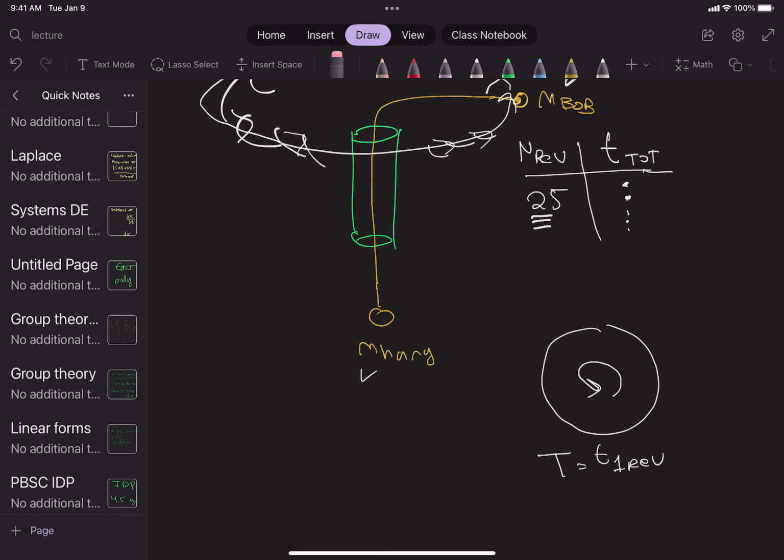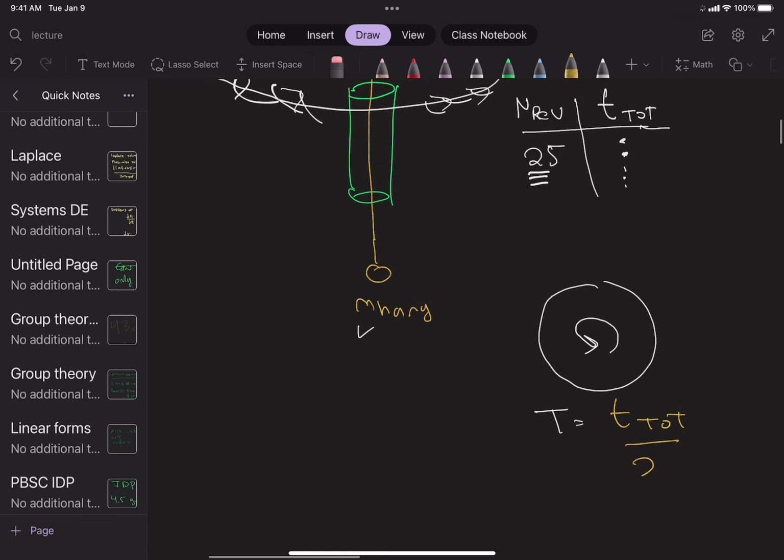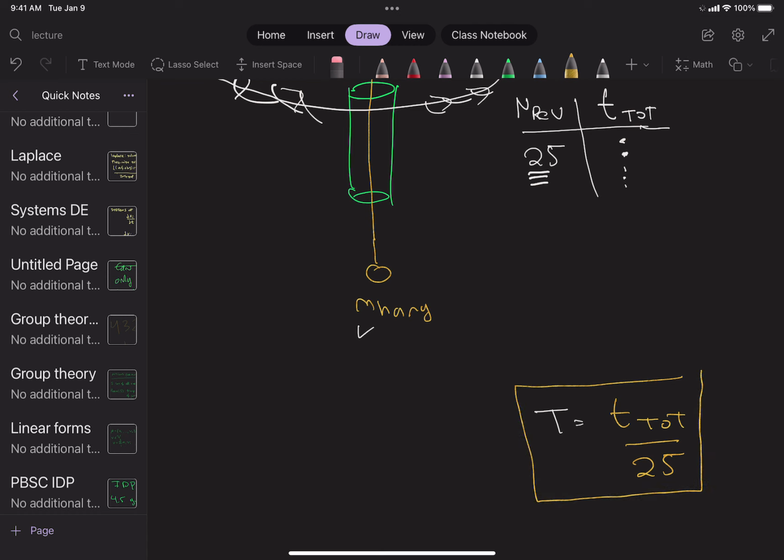So what you're actually going to do then is to let the bob go around 25 times. And in this case here, the period is going to equal the total time that the bob is revolving divided by 25. So these are calculations now. So based on your measurements for time to move around in a circle, you're going to calculate the period using this equation.